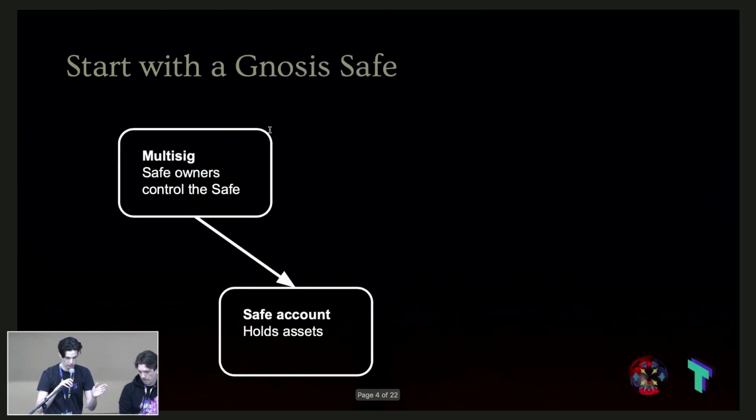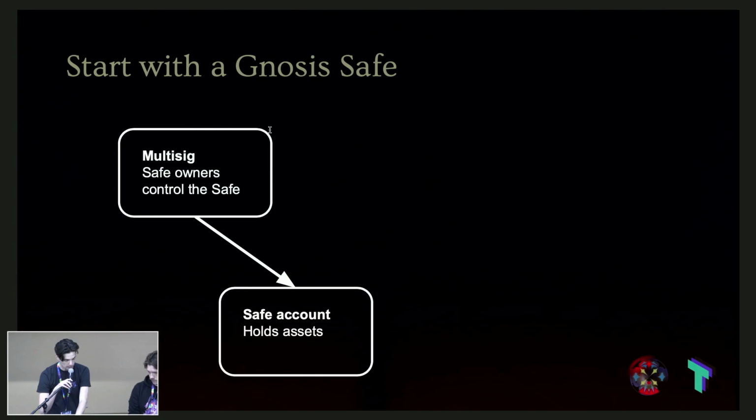So here's a little picture. We're going to start with a standard Gnosis safe. One important thing to note about Gnosis safe is there's really more than one part, right? There's the control, the multi-sig owners who control the safe, and then there's the account itself. Maybe it holds assets, or maybe it's the admin of another smart contract.